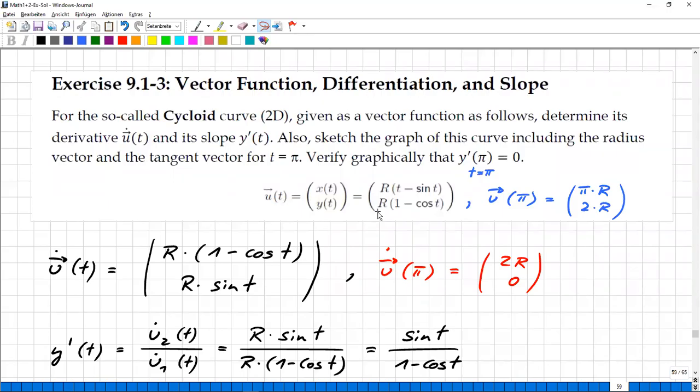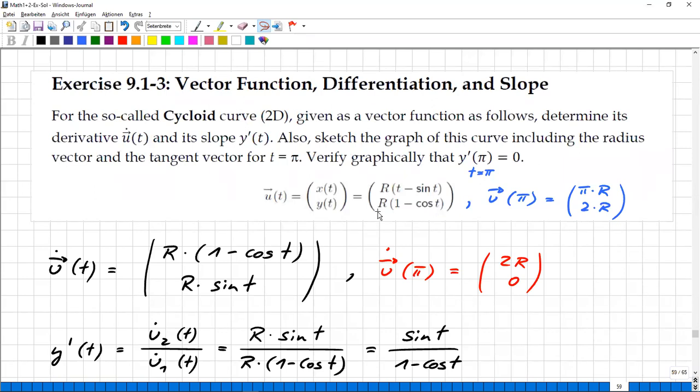Good morning. We still have one more exercise from our sheet number 9.1 about vector functions, or more clearly speaking, about radius vector functions, as I tend to say, in order not to mix it up with vector fields. Vector fields will be our next concern in sheet 9.2. So let's keep this apart.